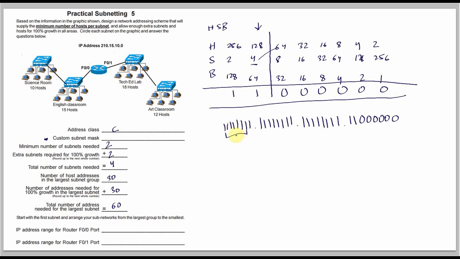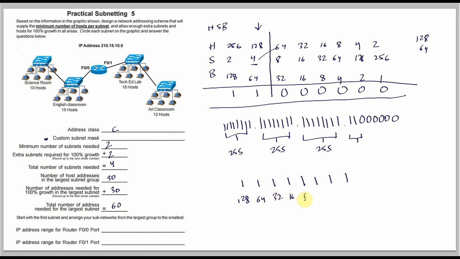So all of these values added would make 255. And this 2 would make it 128 plus 64. Remember all these ones, 1, 2, 3, 4, 5, 6, 7, 8. This is 128, this is 64, 32, 16, 8, 4, 2, and 1. Right? So we added them up.